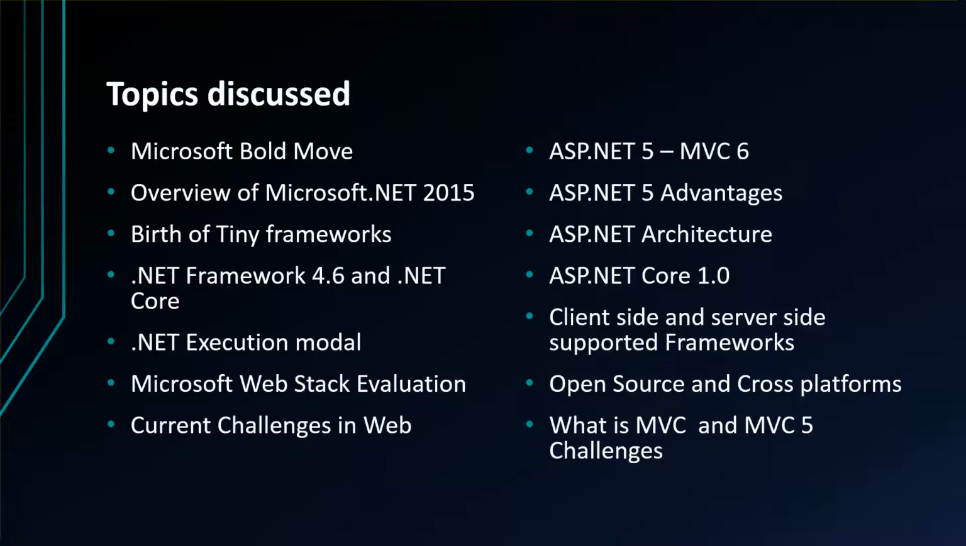And I have discussed Microsoft .NET 2015. What exactly is .NET 2015? Why we call it .NET 2015 is an umbrella for recent releases. And I have also gone through the tiny and small frameworks like the .NET Core framework, and also discussed .NET Framework 4.6 and .NET Core, the .NET Framework 4.6 architecture, advantages, and the .NET execution model.